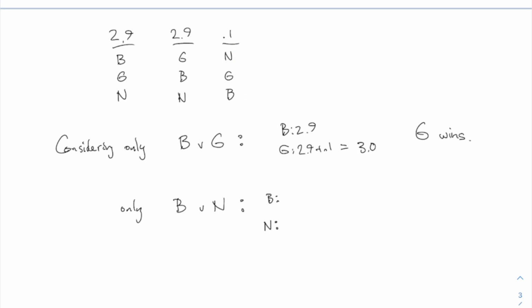So for Bush, it would be these guys plus these guys. That's 2.9 million plus 2.9 million, which adds up to 5.8, I believe. 5.8 million people prefer Bush more than Nader. And then just the people on the end, the last column, prefer Nader above Bush. That's 0.1. So in this case, Bush wins.